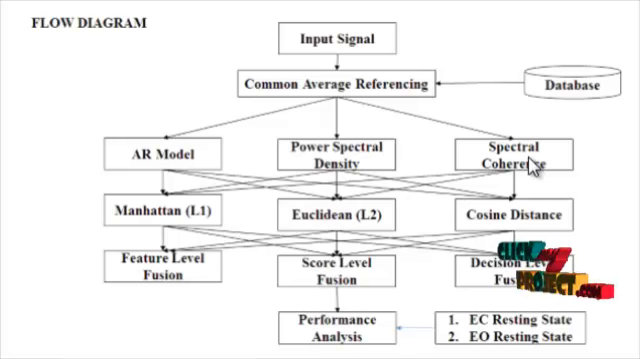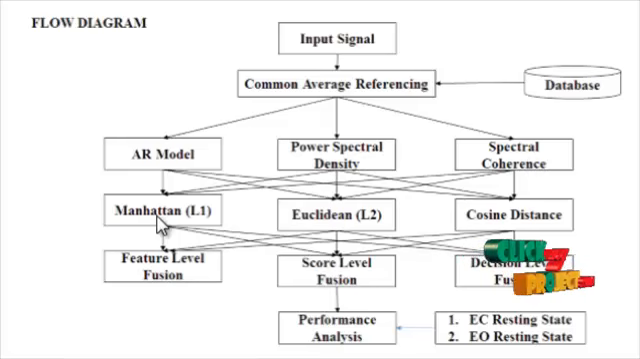And in the spectral coherence features, the spectral coherence is a statistic that can be used to examine the relation between two signals or datasets. It is commonly used to estimate the power transfer between input and output of a linear system.